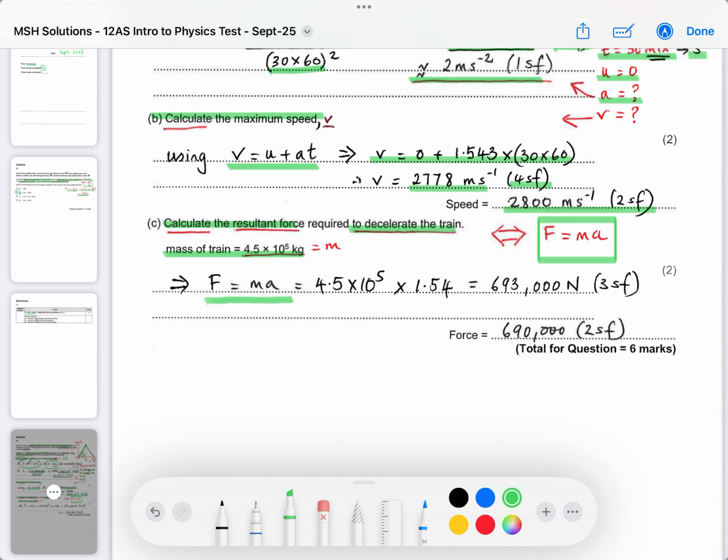So all you've got to do is put the numbers in, very much like a GCSE question. And 2 significant figures, again, is all you can really quote to. This would be the answer to 3 significant figures, and then you round it up, and that's the 6 marks, 2 marks for each section.